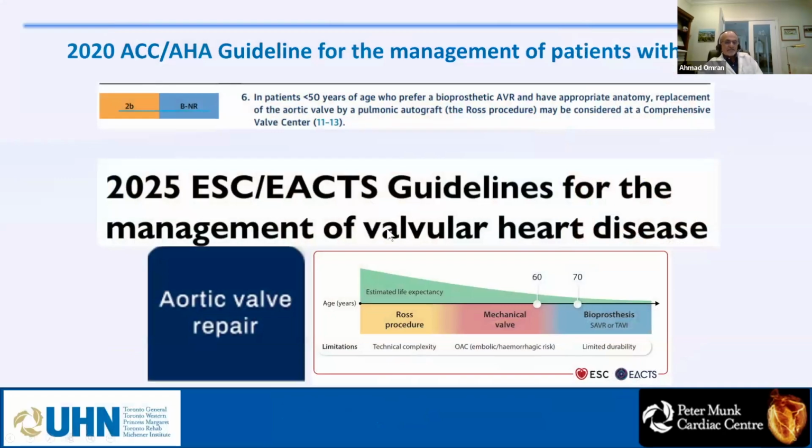What about the guideline? The American guideline says if the patient is below age 50 and doesn't want to have a mechanical valve, can go for Ross. But this is the guideline of 2020. I'm sure the new guideline will change it. In the European guideline, the Ross was not there even in the previous guideline. In the new guideline, they put the Ross as a first option for aortic valve surgery if the patient is young. And then after Ross, if it cannot be done, mechanical valve and bioprosthetic valve.